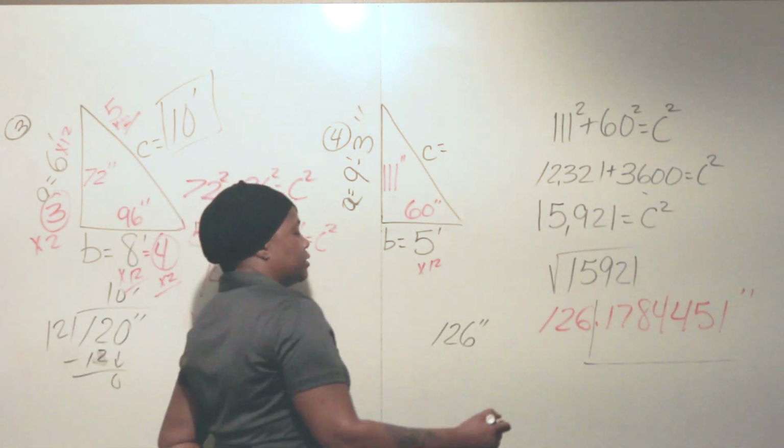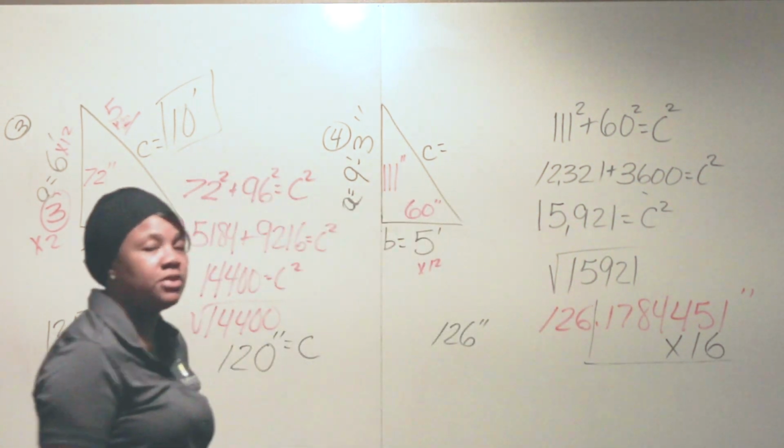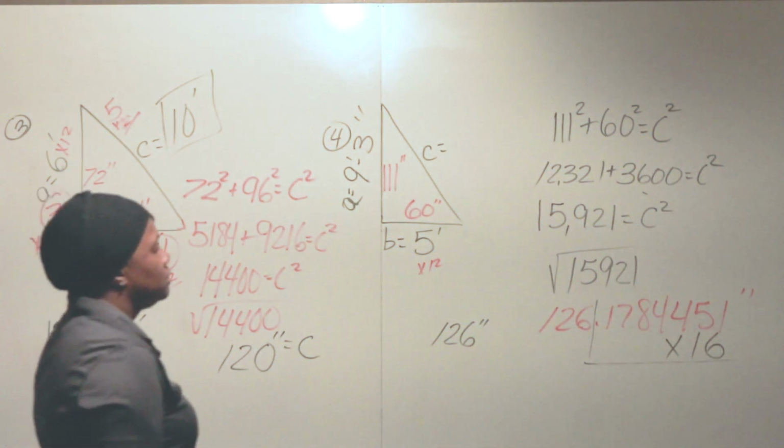To the fraction, the nearest fraction of an inch. Right. To the nearest 16th of an inch. You will not be multiplying anything by 12. To the nearest 16th of an inch, you're looking for your fraction.